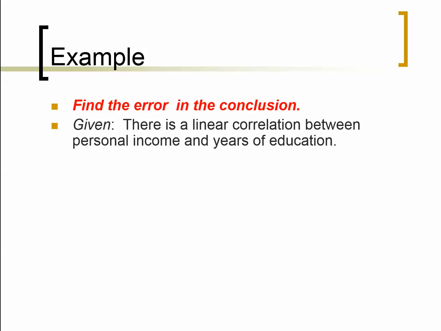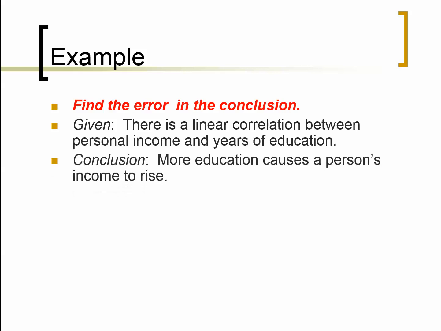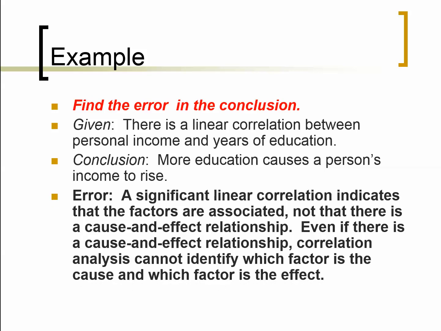Let's look at this conclusion and find the error in the conclusion. We're given that there is a linear correlation between personal income and years of education. It's reported that more education causes a person's income to rise. The error is a significant linear correlation indicates an association between the two factors, but there's not necessarily a cause and effect relationship. Even if there is a cause and effect relationship, correlation analysis cannot identify which factor is the cause and which factor is the effect.